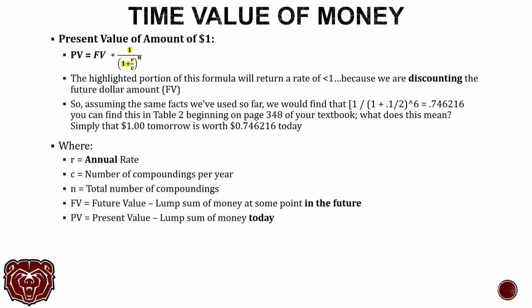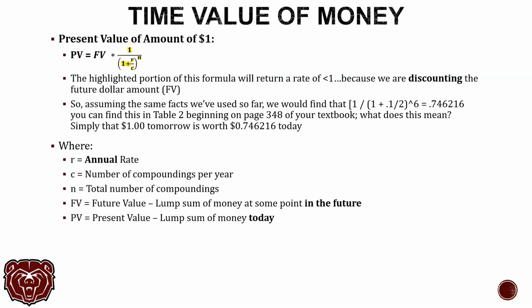So let's talk about the present value of a lump sum. Okay, we talked about the future value of a lump sum. But what happens if we say, well, we want to have this amount in the future. How much do I have to invest today at this rate to get that future value? This is what we call discounting.